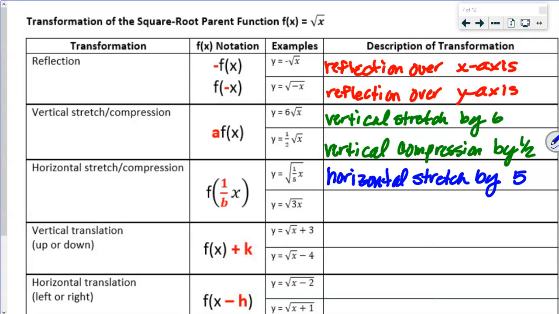And then the next one, we're going to put 1/b, okay? Because we're going to do the inverse always, so this one's going to be a horizontal compression, and this one's going to be 1/5, okay? Because it's always going to be opposite of what's there, the inverse of what's there, okay?